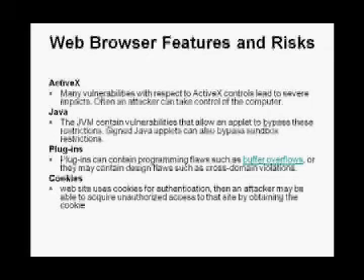So what are the features and the risks of the web browser that we need to take note of? For example, ActiveX. Many vulnerabilities with respect to ActiveX controls lead to severe impact. An attacker can take control of the computer through ActiveX. Java: the JVMs also contain vulnerabilities that allow an applet to bypass restrictions. A good example is that signed Java applets can also bypass a sandbox restriction.